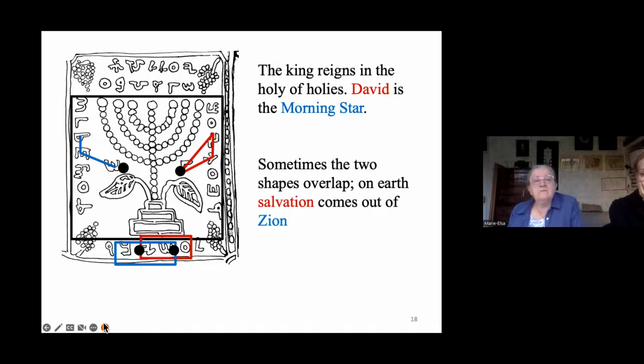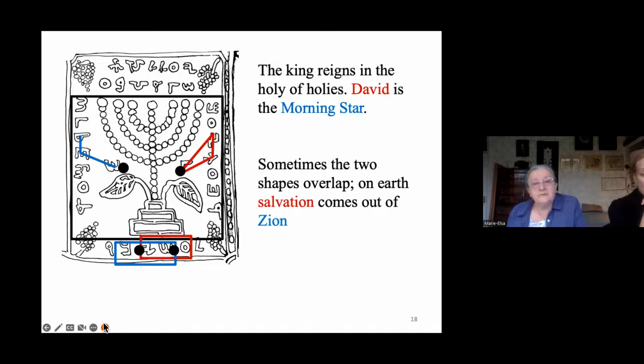And we know that one of the great titles of the Davidic kings was the morning star. Jesus claims it for himself at the end of Revelation: "I'm the bright morning star, the root and offspring of David." So that's a pair of titles that come from the Holy of Holies, where this was conferred.